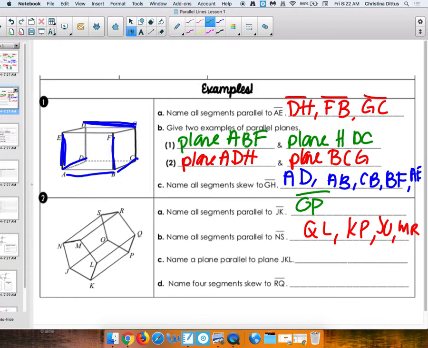Plane JKL. What's a plane that is parallel to that? ORS. Say that again. ORS, perfect. Plane ORS.